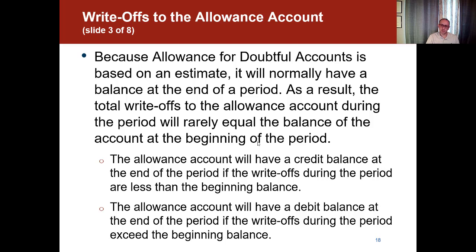On the other side, the allowance account will have a debit balance at the end of the period if the write-offs during the period exceed the beginning balance. So we made an estimate of 30,000 and then we ended up having 33,000 in write-offs. So in this case, our allowance for doubtful accounts would end up having a debit balance, which we have to compensate for the following year.